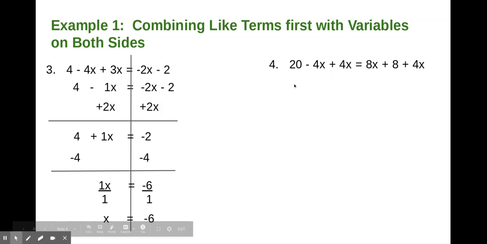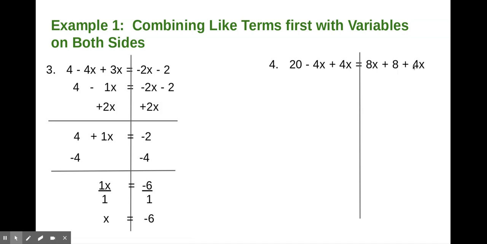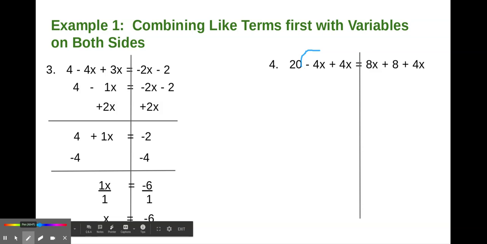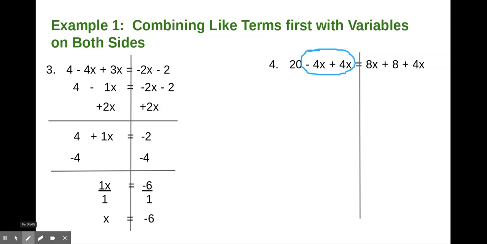If we look at the left side here, I have 20 minus 4x plus 4x. And on the right side, I have 8x plus 8 plus 4x. Let's take one step at a time, one side at a time. Let's look at the left side here. What am I allowed to combine together? Am I allowed to combine anything together? Well, if you look, I have two terms here that have variables attached to it. So I'm allowed to combine those two together. I can combine the negative 4x and the positive 4x. And when I combine them, I get a 0x.